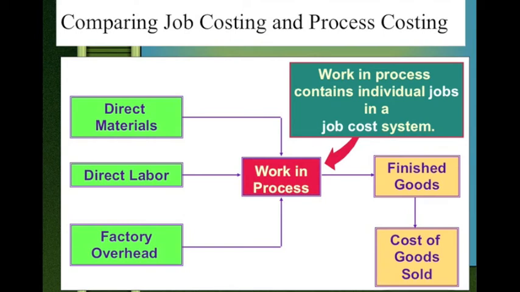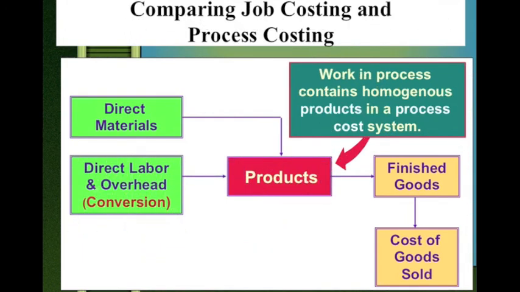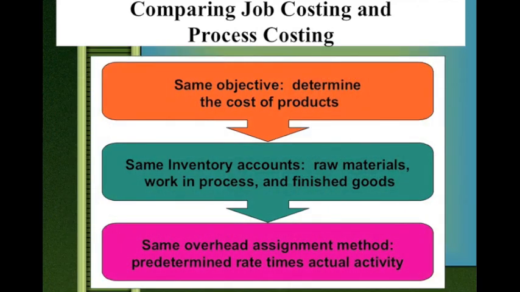So the idea here is that we're combining direct materials, direct labor into work in process, and that goes to finished goods and then cost of goods sold as it moves through the system of your inventory. Okay? Now, in a work in process, it's a similar situation. It's just direct materials, labor, and overhead are all converted and they come into products, and that moves on to finished goods and cost of goods sold.